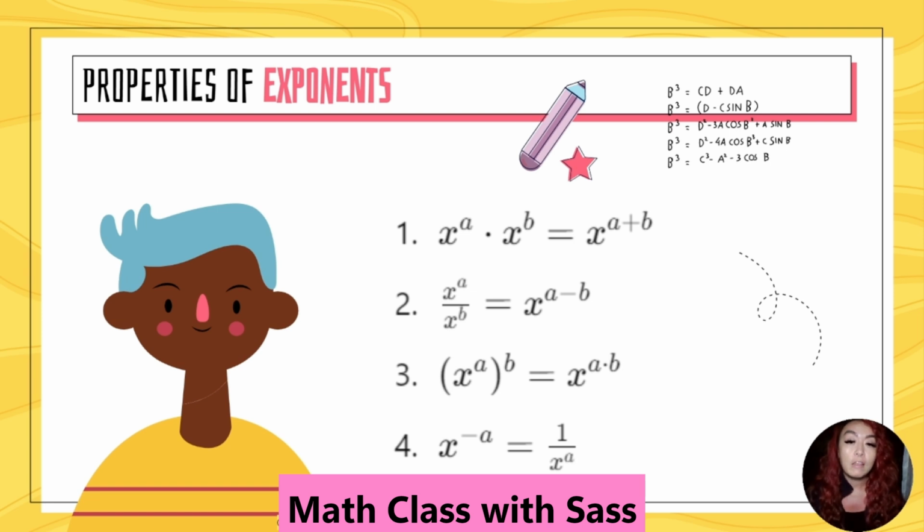Next, we have the power of a power rule. X to the a to the b power, that's just x to the a times b. So in this case, we're just multiplying the exponents. And then the last one, we have x to the negative a, right? When you have a negative exponent, that becomes the denominator, and we just put that under 1. So x to the negative a power is 1 over x to the a. This one, number 4, you do use a lot in simplifying longer expressions.